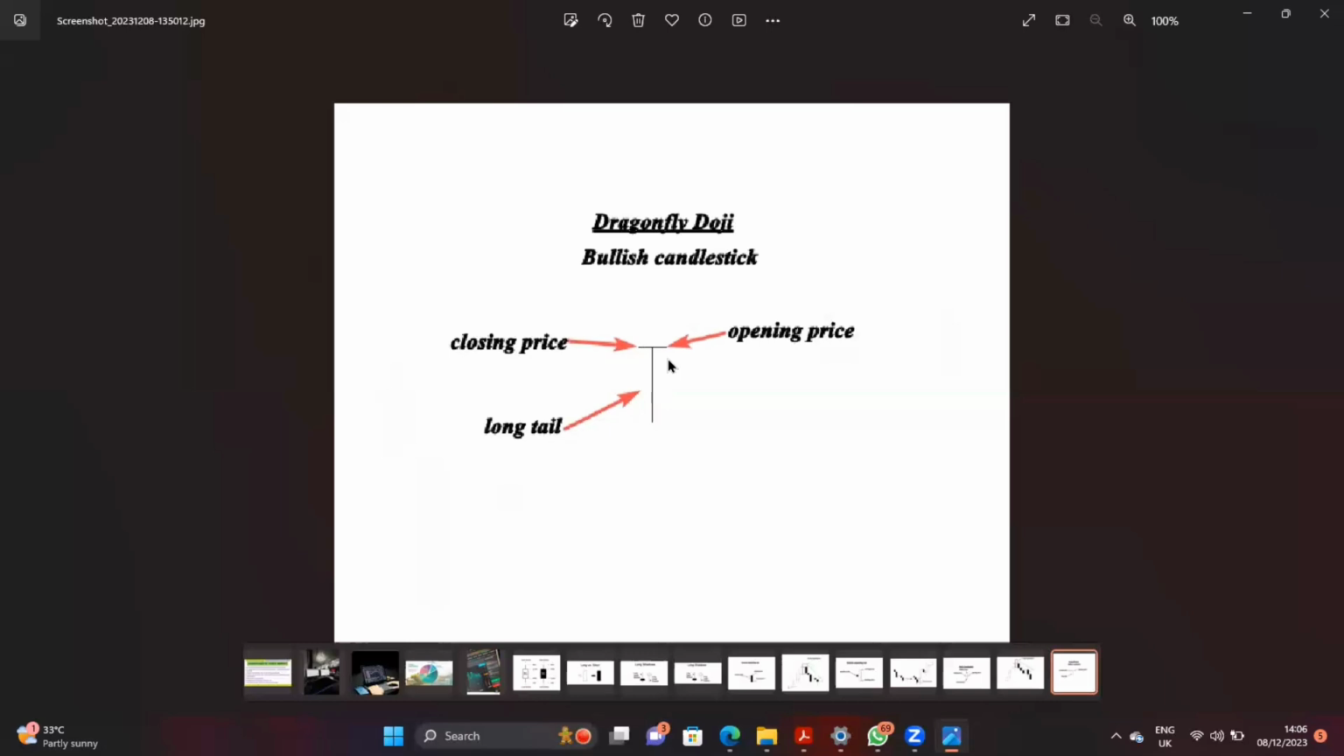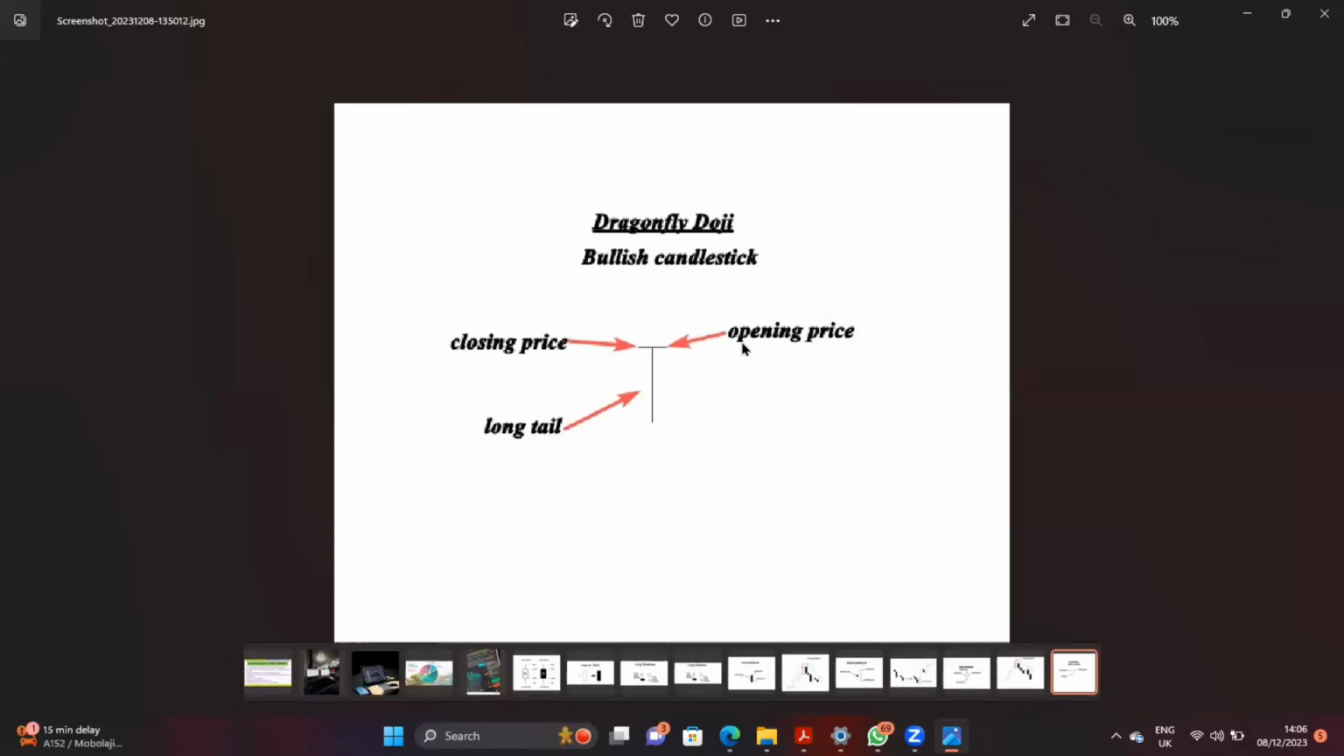What characterizes the dragonfly doji is the long wick. This is the long wick below. The long lower tail is what you need to check for to validate that it is a dragonfly. This long wick shows the resistance of buyers and their attempts to push price up. Remember that this candlestick always forms as a bearish candle, that is, a candle that is dropping.